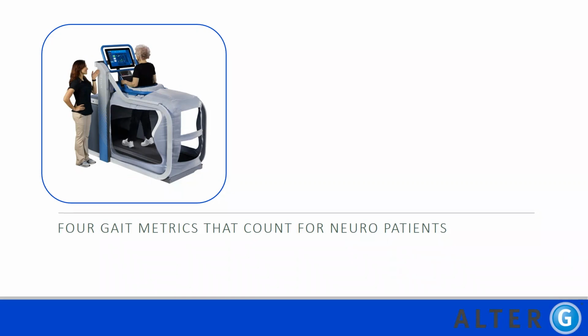So moving forward here, as you signed up for today, we're looking at the 4 gait metrics that you can measure when working with neurological disorders and diseases. So these are the things that you're going to be able to do right in your clinic.